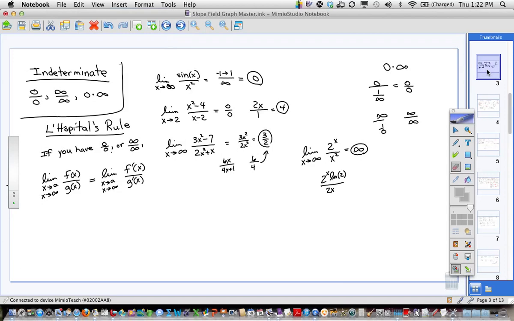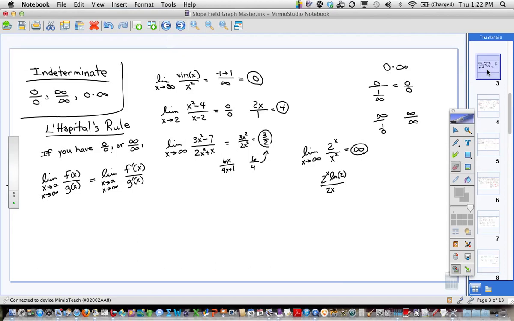Now how do we do the derivative of 2 to the x times ln 2? Remember ln 2 is just a number. ln 2 is just a number. So it'd just be 2x ln 2 times ln 2, there'd be, okay.